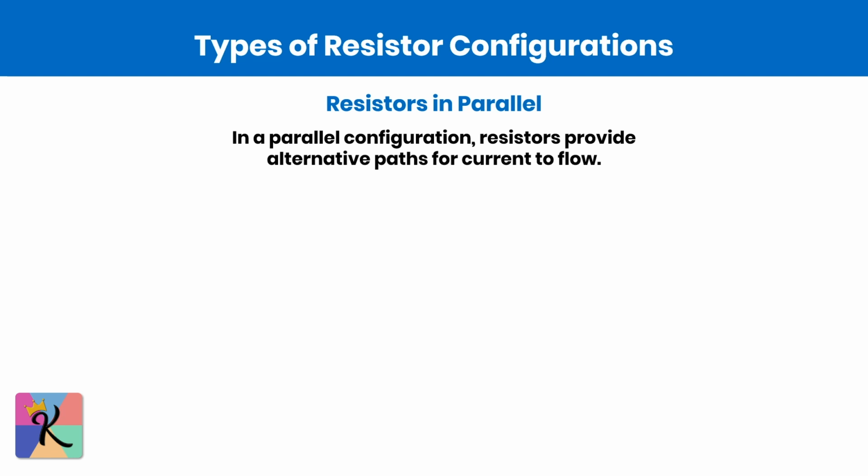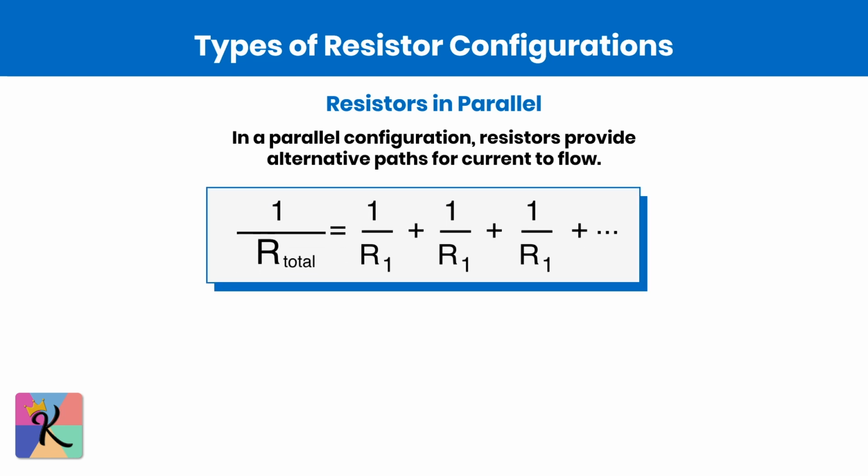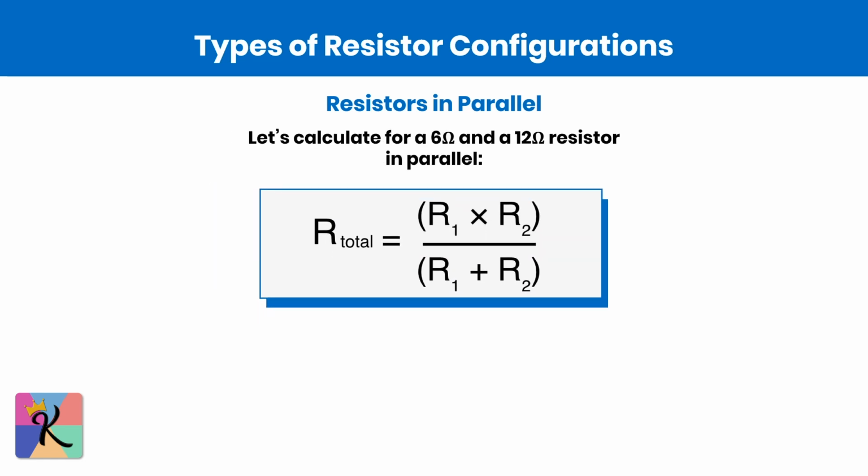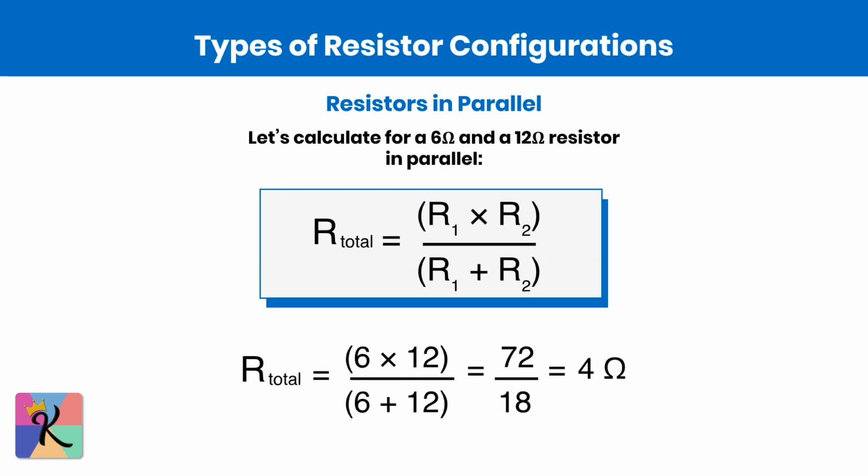The total resistance is calculated using this formula: 1 divided by the total resistance equals the sum of the reciprocals of the individual resistances. For just two resistors, we can simplify this to the product over sum rule. For example, a 6 ohm and a 12 ohm resistor in parallel would have a total resistance of 4 ohms. Notice that the total resistance in a parallel combination is always less than the smallest resistor.